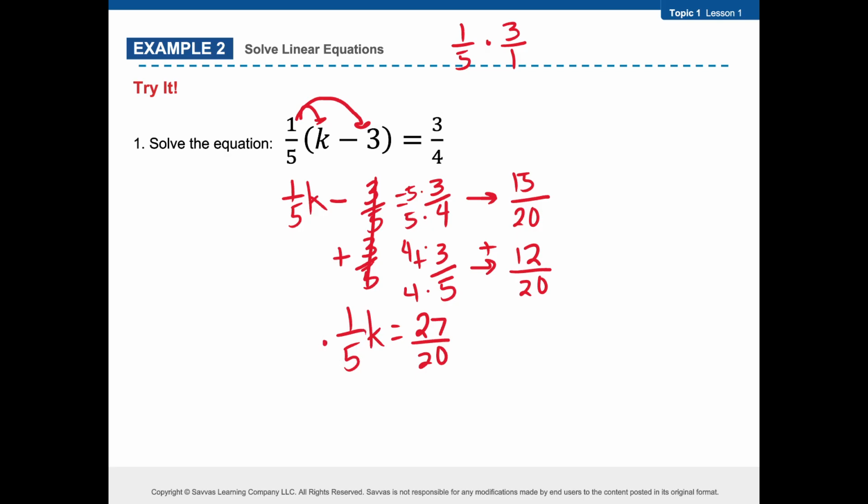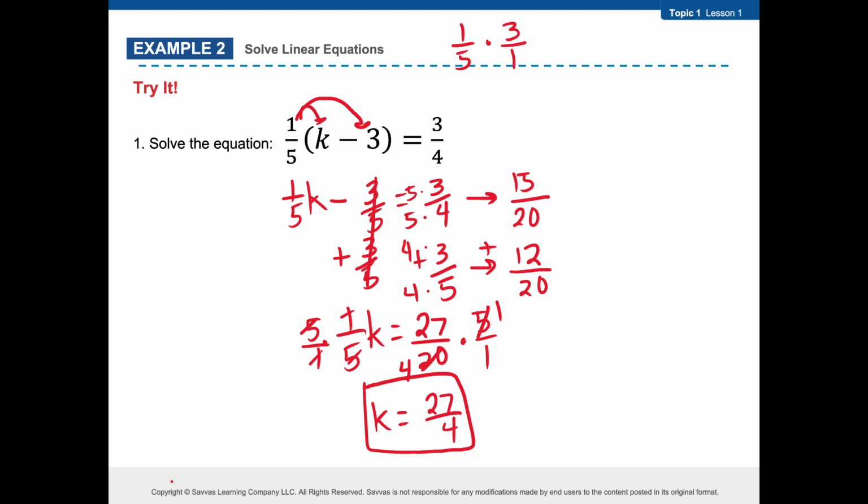To cancel out the 1/5, multiply it by its reciprocal, 5 over 1. Bring that reciprocal over to the other side. I can simplify 5 and 20. 5 goes into itself once and into 20 4 times. So 27 times 1, 27. 4 times 1, 4. And you can leave your answer as a simplified improper fraction, or if it terminates, you can turn it into a terminating decimal.